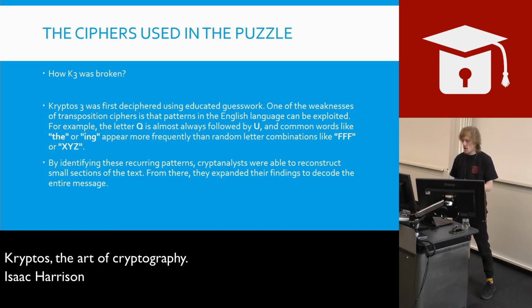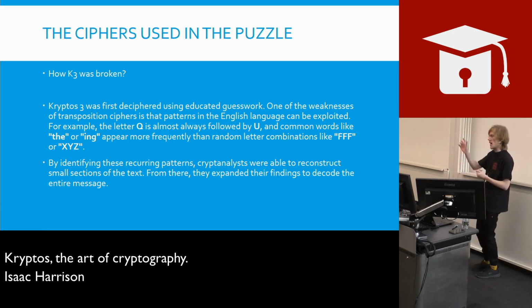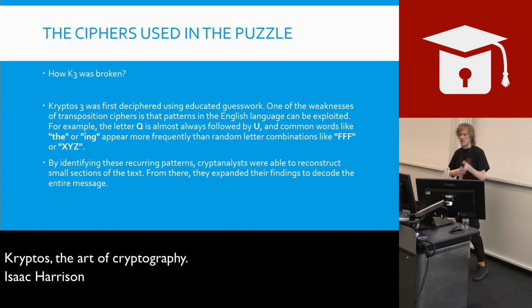So they went through and they did this for small bits of it, and as you start doing small bits of it, you build up to your full solution. So you get the word "the" here, the letters Q and U together somewhere else, and then eventually you build that into your full message.